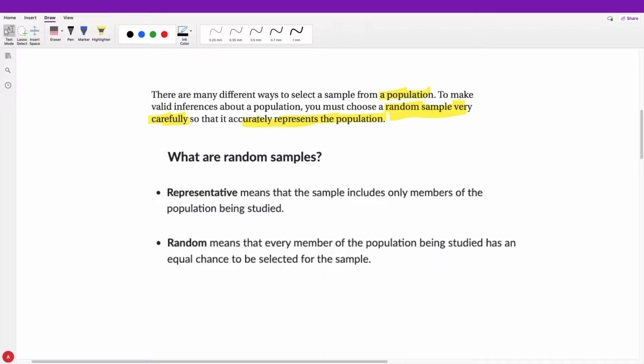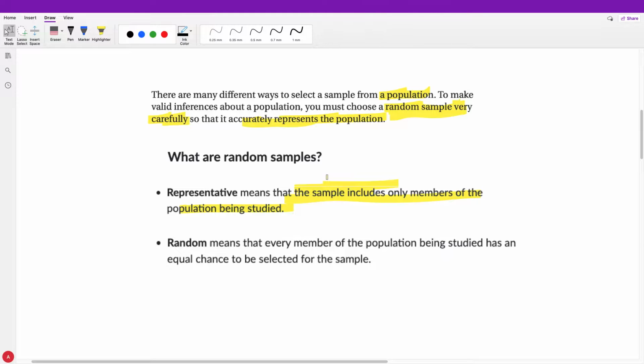All right, so we want to make sure that we're picking the correct sample so that we can actually make decisions, inferences or conclusions about the population. So for random samples, there are two things that we need to make sure of. We need to make sure that our samples are representative. It means that the sample includes only members of the population being studied. Right? So if we're talking about things here at AIS, I'm not going to go and ask students at other schools because they are not part of this population. So we need to make sure that who we are asking is part of the population that we would use that information to then make conclusions about.